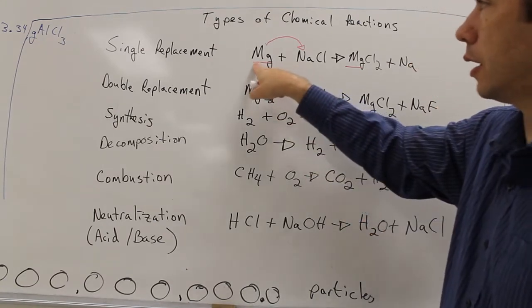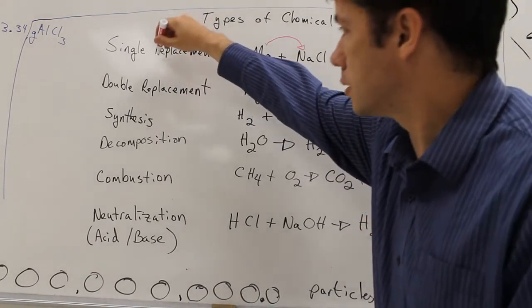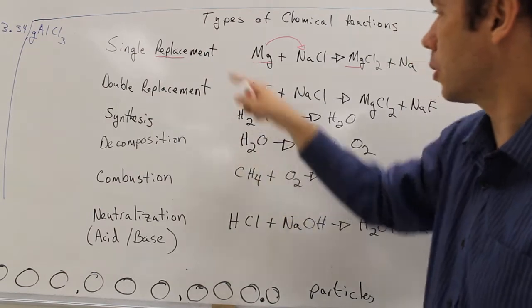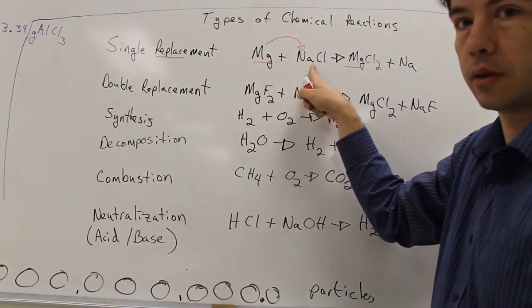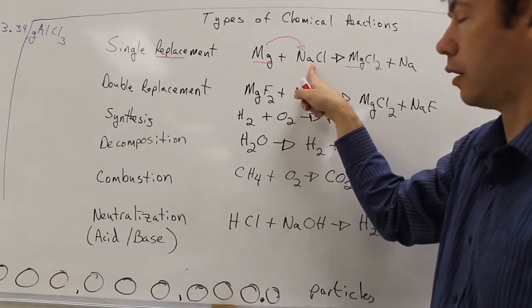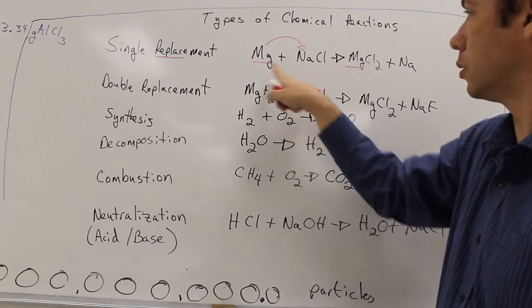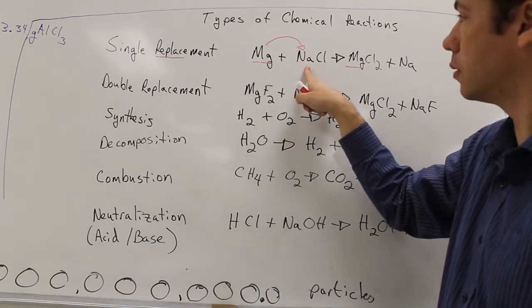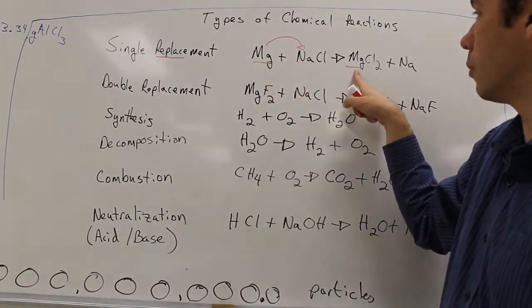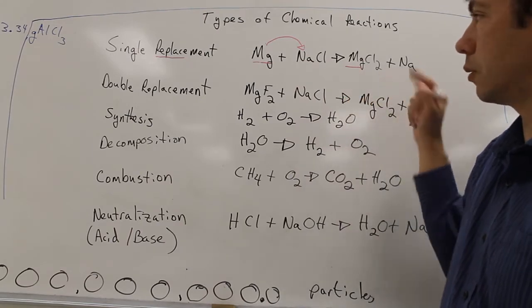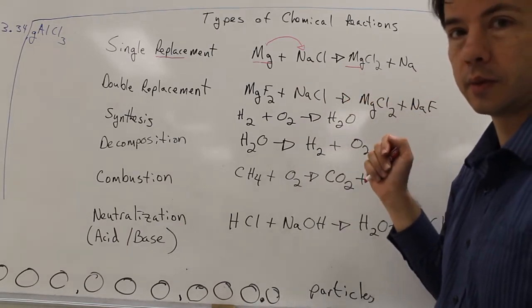So we had a single element replace a similar ion in the other compound. The positive replaced the positive ion, and now we've got magnesium chloride plus sodium. Single replacement.